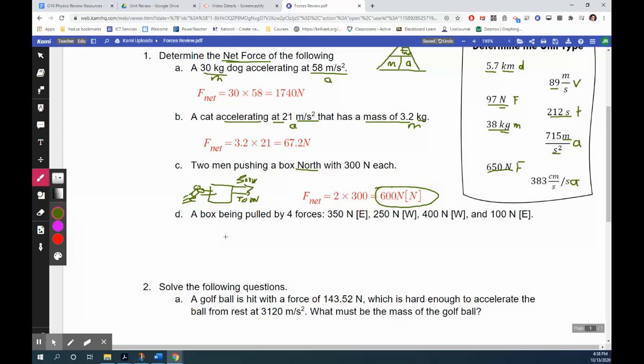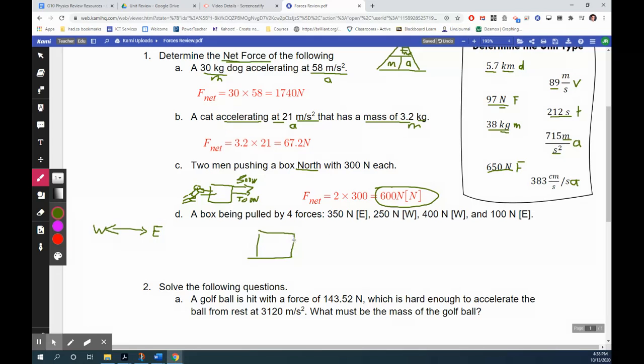Okay, a box is being pulled by 4 forces. So what this looks like, I'm going to draw a little force diagram. I'm going to ignore the normal force and gravity for this question. Let's just be clear, we care about east and west here. So let's say this way is east, and this way is west.